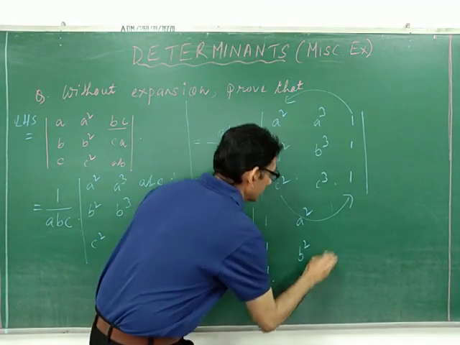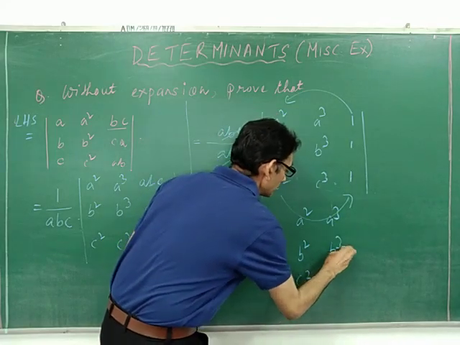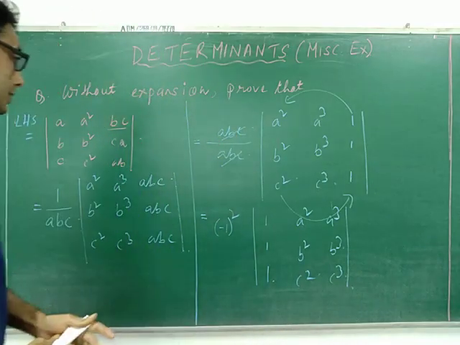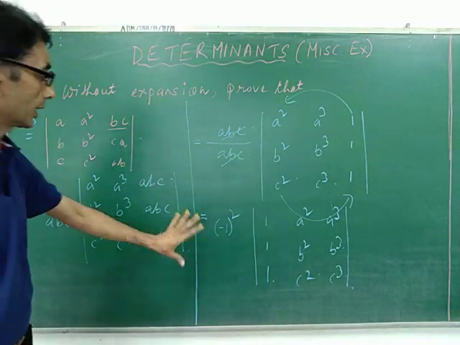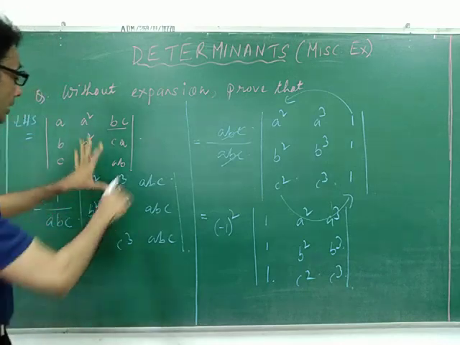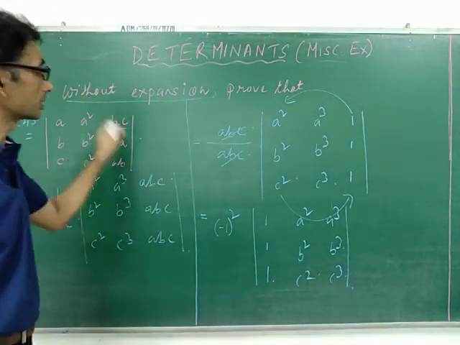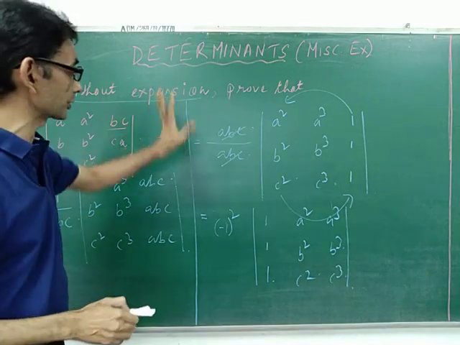Okay? Then this is 1, 1, 1, A squared, B squared, C squared, and A cube, B cube, and C cube. I hope this is the answer. With the help of only these steps, you got the answer. And throughout this we are not using any expansion, because the question says that without expansion you need to prove it.